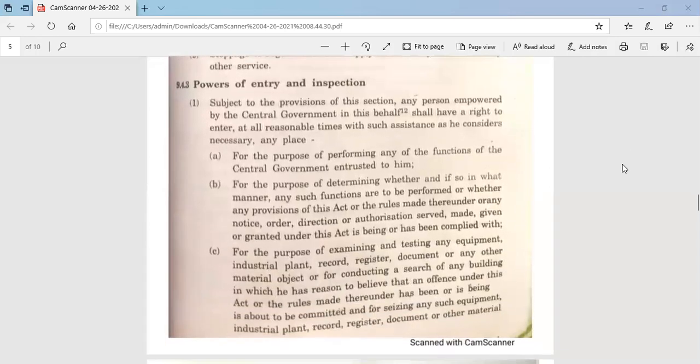Now, powers of entry and inspection. So first, subject to the provisions of this section, any person empowered by the central government in this behalf shall have a right to enter, at all reasonable times, with such assistance as he considers necessary, any place: first, for the purpose of performing any of the functions of the central government entrusted to him; second, for the purpose of determining whether, and if so in what manner, any such functions are to be performed, or whether any provisions of this Act or the rules made thereunder, or any notice, order, directions, or authorizations served, made, given, or granted under this Act is being or has been complied with.